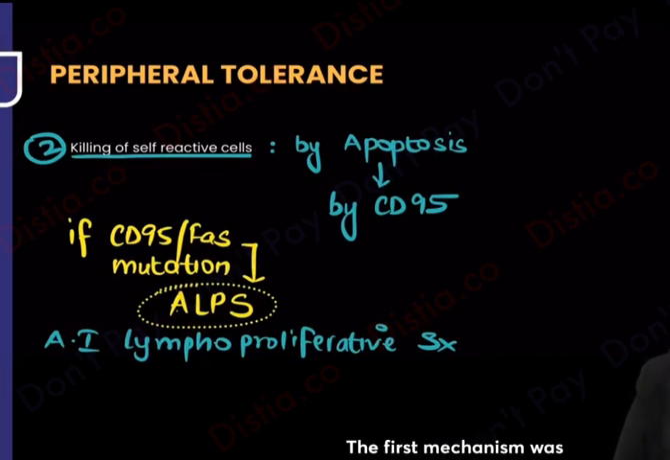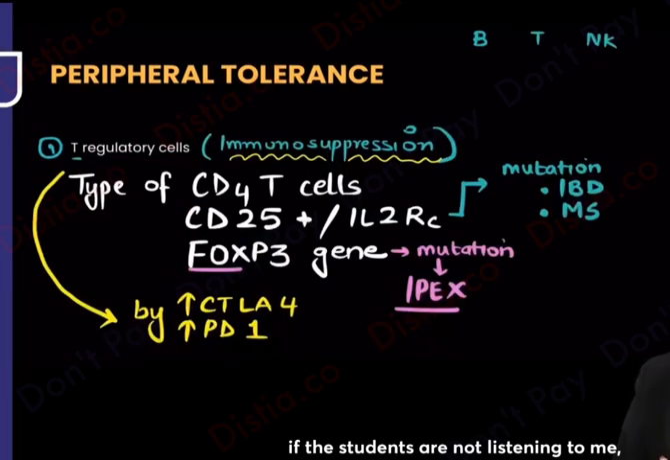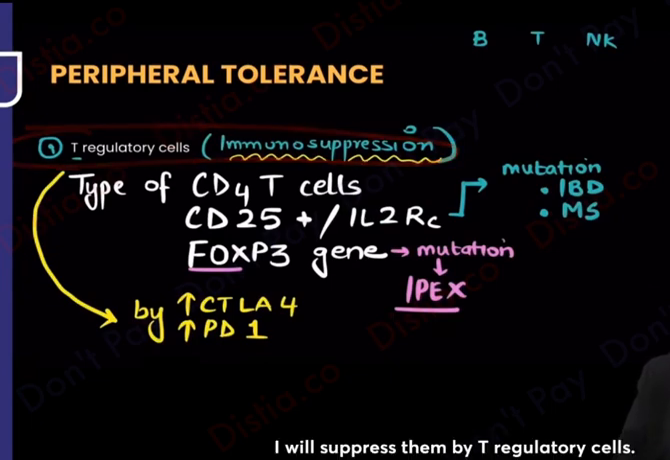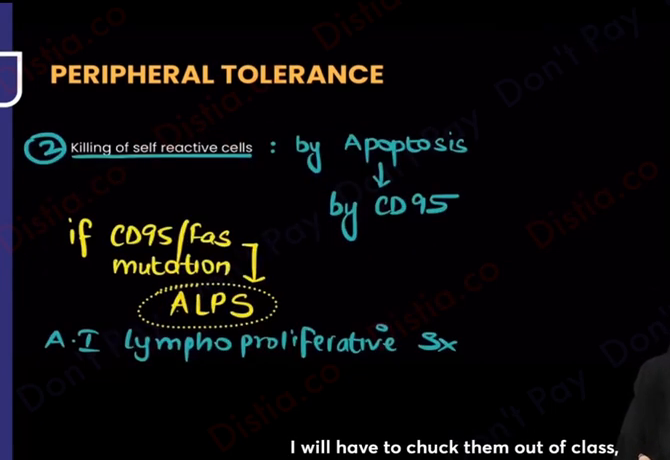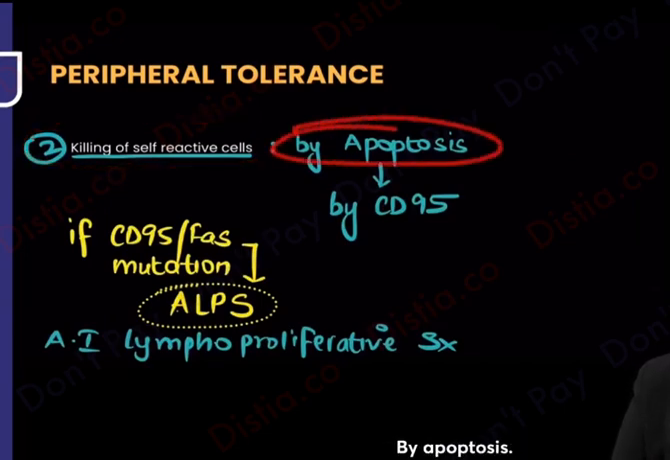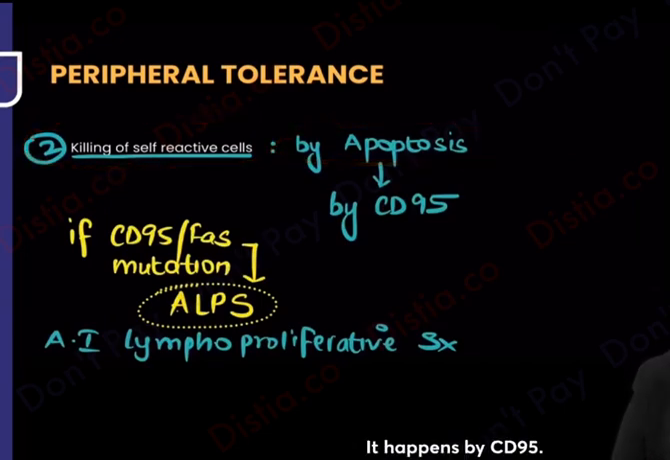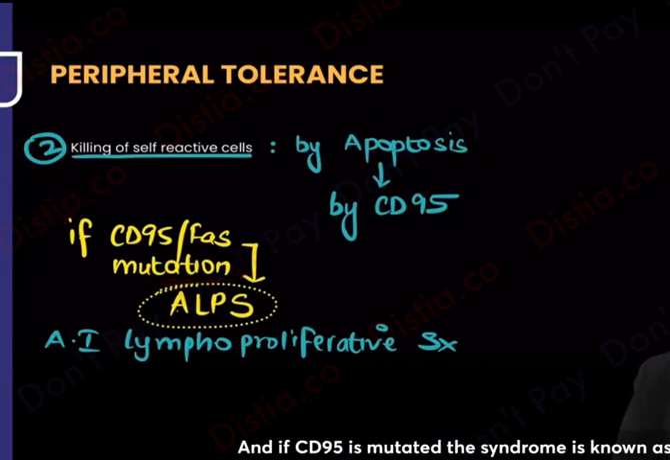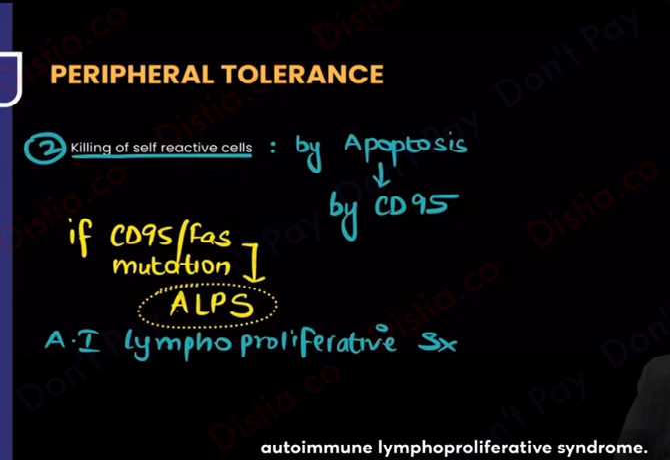The first mechanism was, if the students are not listening to me, I will suppress them by T regulatory cells. If they still don't listen to me, I will have to chuck them out of class. I will have to kill them. By what mechanism? By apoptosis. Apoptosis happens by what? It happens by CD95. And if CD95 is mutated, the syndrome is known as autoimmune lymphoproliferative syndrome.